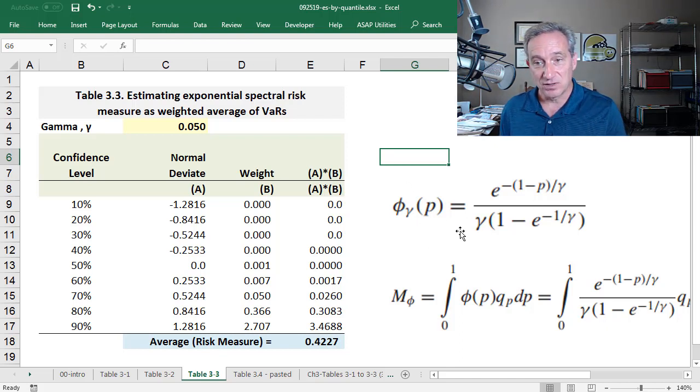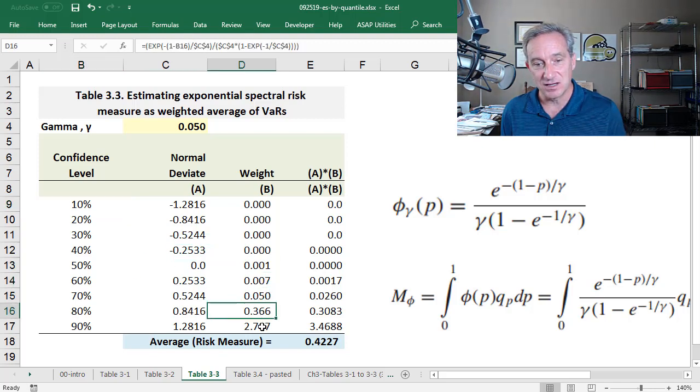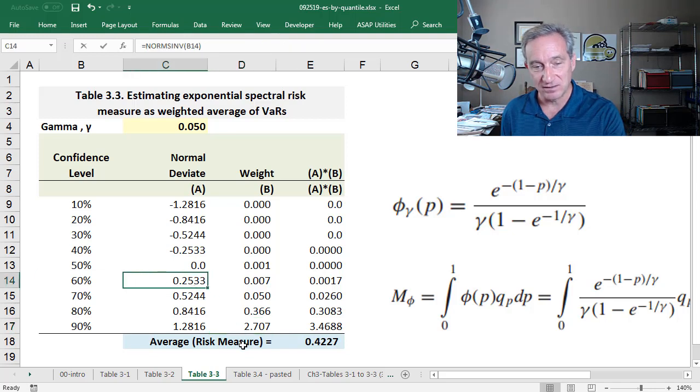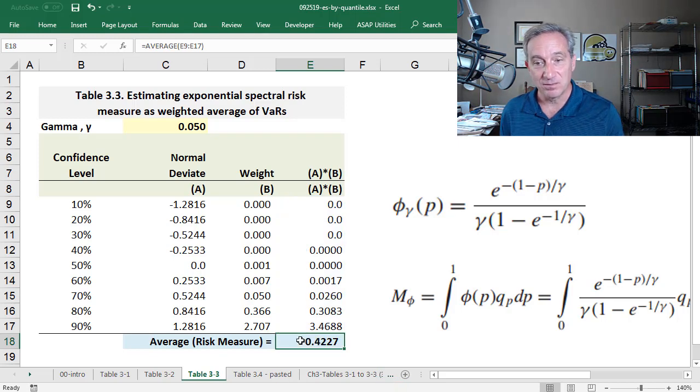Now, Dowd uses here an exponential risk aversion function, which is increasing as we move to the right. In this case we do use the full distribution, because this function conveniently gives zero weight to everything on the left, which in this case would actually be a gain, and then just starts to increase, you can see, very greatly. Here we only get to 90%, so it gets much, much higher as we get closer to the extreme tail. Now we take the same quantile, or what I call the normal deviate here, we weight it, take the product of those, and then the average of those is the risk measure here.